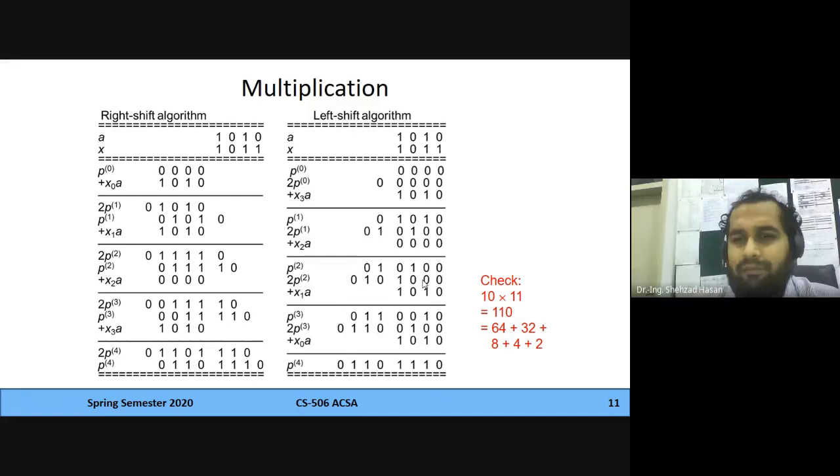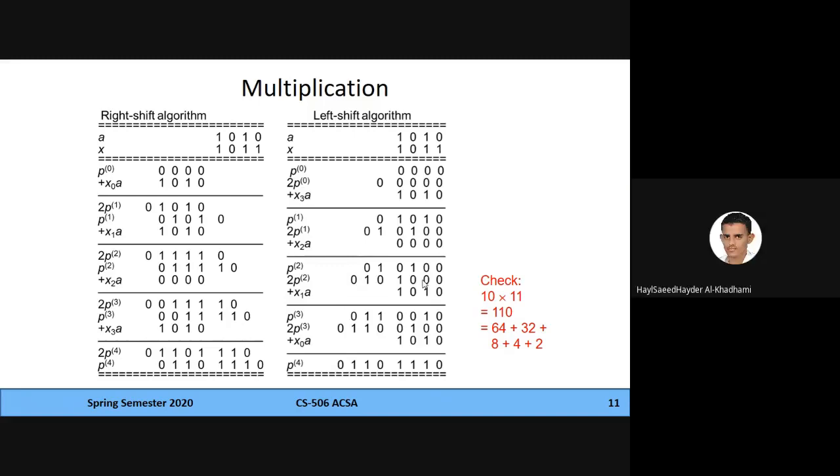Sir, maybe the right shift algorithm is faster because in the first operation there is only adding. In left shift there is a shift then add.